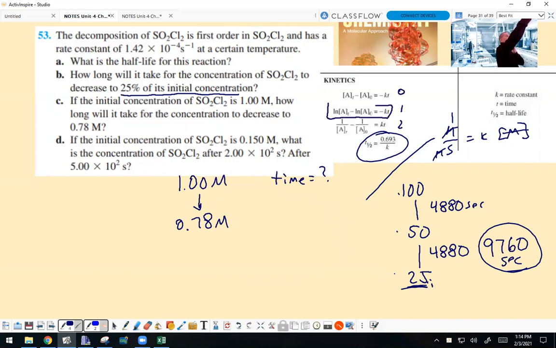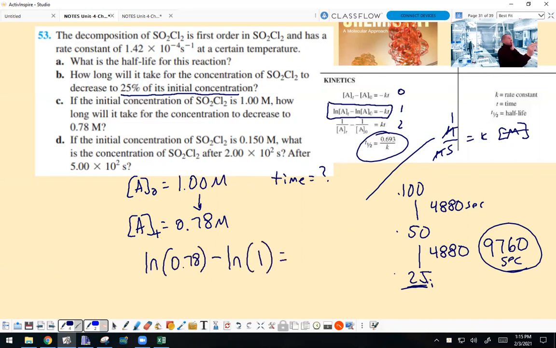So now we're using the first order kinetics equation. We know the initial concentration, so the initial concentration is 1. And we're looking for how long it takes for the concentration at time t to get to 0.78. We just plug it in. So the ln of 0.78 minus the ln of 1 equals negative K, which is 1.42 times 10 to the minus 4, 1 over seconds, times time. And we're solving for time.